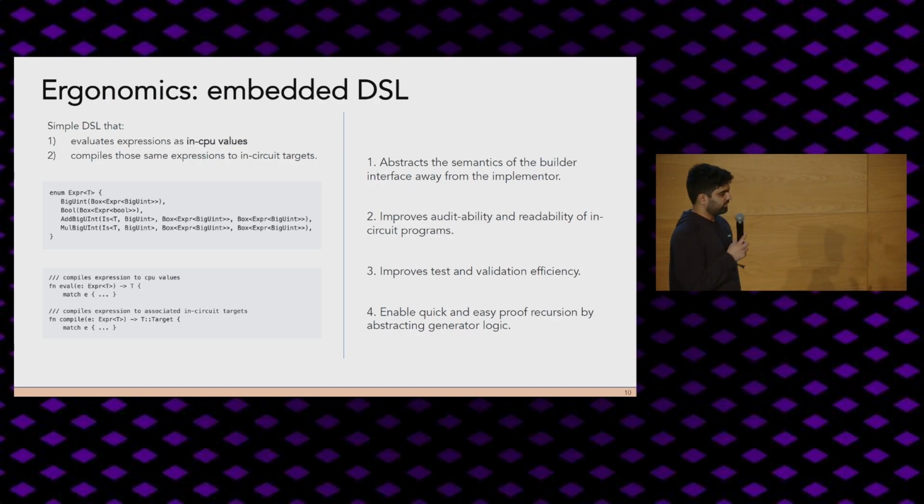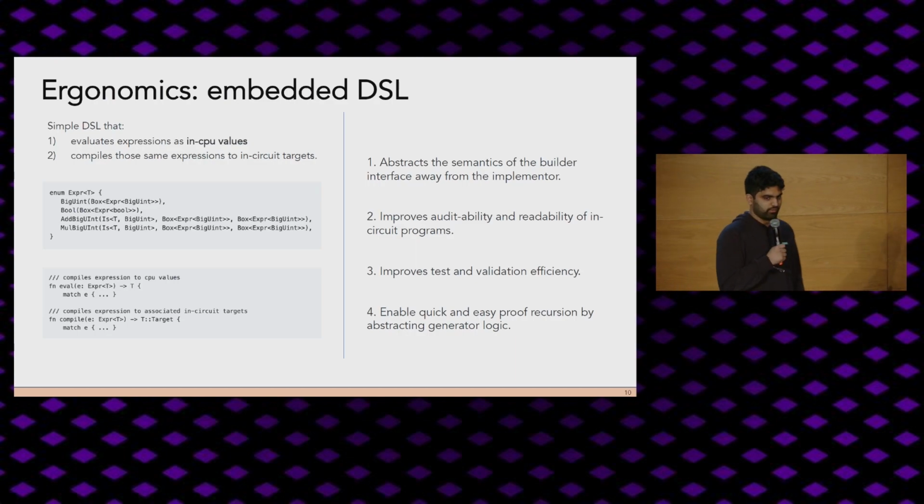All right, so this is the last component that I'm pretty excited by. This is something that we've been working on more recently as a result of working with a bunch of these different proof systems: how do we not use the syntax of the proof systems directly, so that we can have a nicer experience using these proof systems, and hopefully we'll make this tooling available to other people as well. We're working on a simple embedded DSL within Plonky2 that evaluates the expressions in your language as CPU values, and also compiles those same expressions to in-circuit targets.